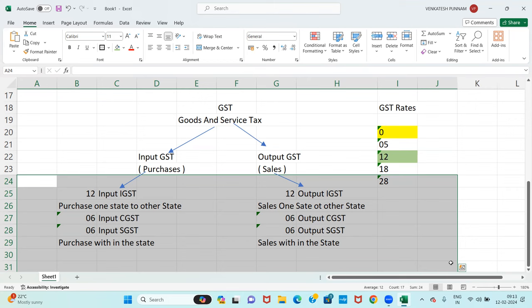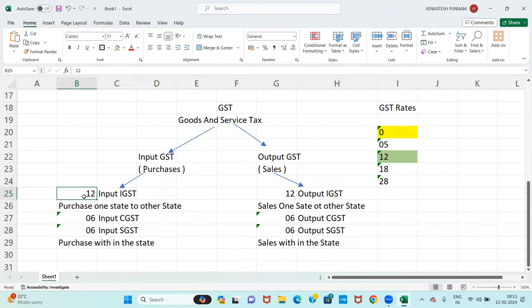That's it. GST, we want to calculate when you are doing the purchases and sales. The government decided some specific rate, and this rate depends upon the product. Sir, when I'm doing purchases, same rate. When you are doing sales, same rate. Then how are we going to pay the government?